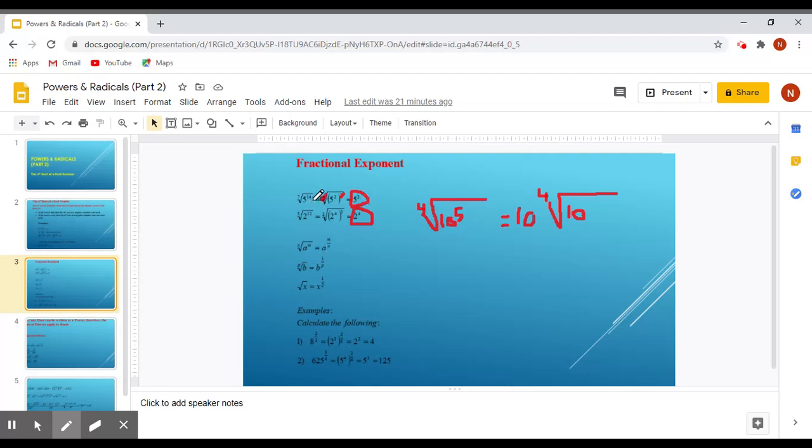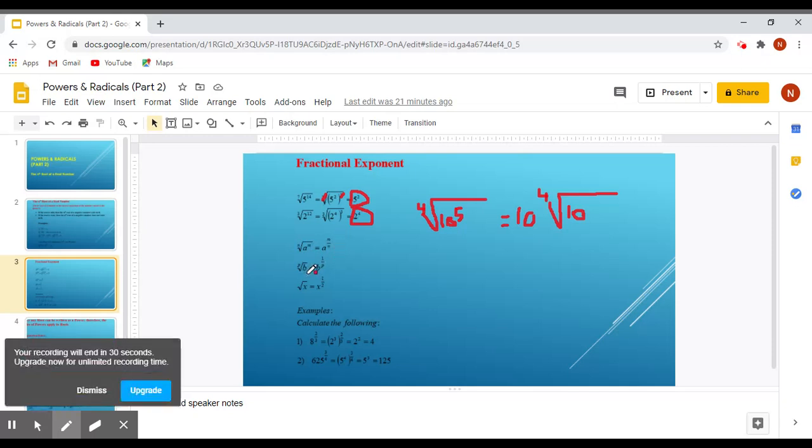Now, the 2, we got it from dividing 14 by 7. The 4, we got it by dividing 12 over 3. So if we have the nth root of a to the m, we can rewrite it as a to the m over n. The pth root of b, we can rewrite as b to the 1 over p. The square root of x, we can rewrite as x to the half.